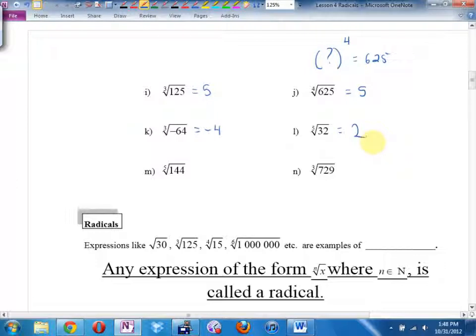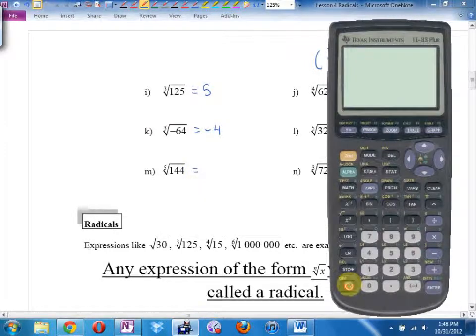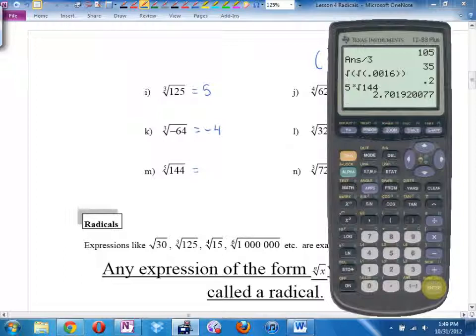Fifth root of 144. This one won't work out evenly, so let's review how we do this on our calculator. We would go 5th root, so you press a 5. Then we would find our nth root button. Mine looks like this symbol right here. Most of yours does too. 144. See if you can get the 2.702 to appear on your calculator.